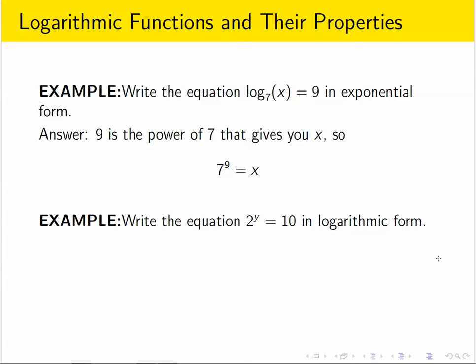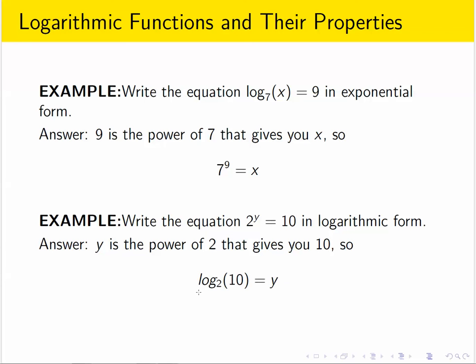For another example, let's go the other way. Let's start with something in exponential form and write it in logarithmic form. This equation, 2 to the y equals 10, means y is the power of 2 that gives me 10. Well, that's logarithm base 2 of 10. So this is the logarithmic form of this exponential equation.